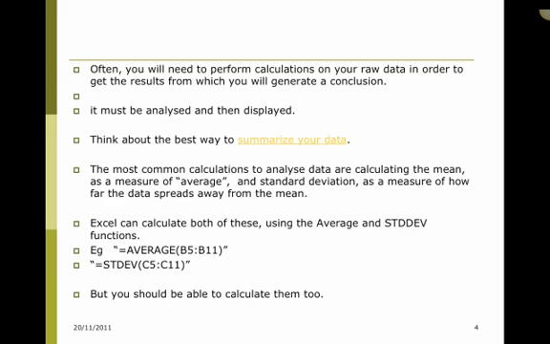Excel can calculate both of these using the average and standard deviation functions. For example, equals average B5 to B11 will calculate the average of the data in cells B5 to B11, or equals standard deviation C5 to C11 will calculate the standard deviation of the data in cells C5 to C11. But you should be able to calculate them too.